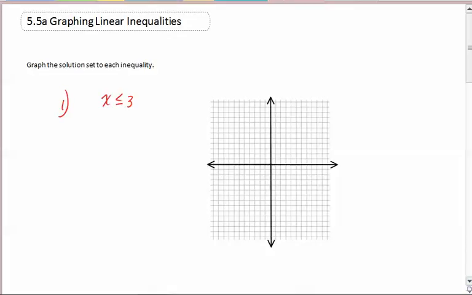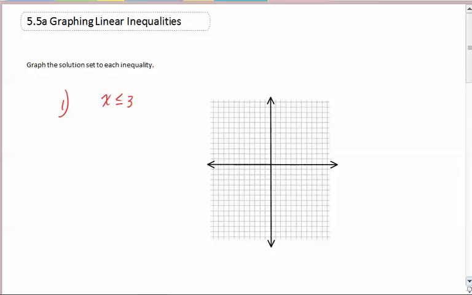How to graph linear inequalities. It says to graph the solution set to each inequality. Now, the reason it says the solution set is because when we're graphing inequalities, most of the time we're going to have an infinite number of solutions.